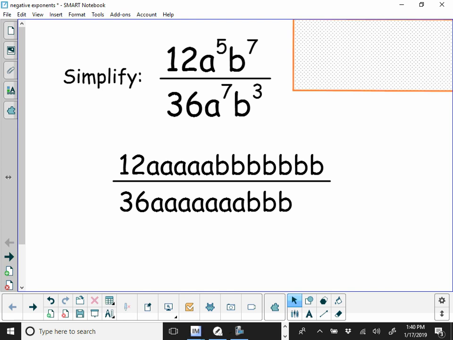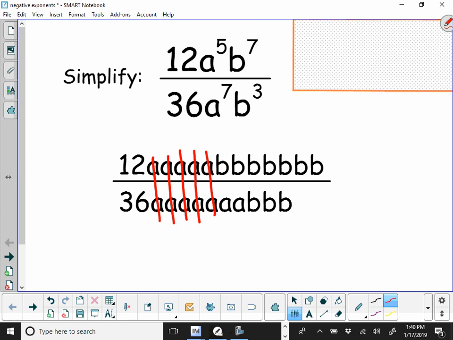This is the long version of what that problem says. It says a to the fifth, so on the top I have 5a, and then it says b to the seventh, so I have 7b. And then it says a to the seventh and b to the third. Knowing your rules about division, what is going to happen to them if they are one on top of the other? They cancel, correct? So I can cross these out.